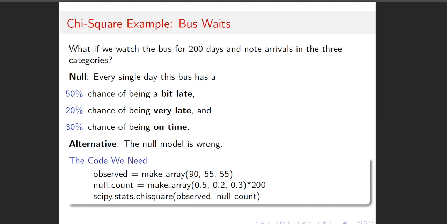So here we go. Here's a summary of exactly what we found. We started with our null hypothesis being this probability model. The alternative is that the model is wrong. And we made an array of the observed data. The observed array is just the data that they found when watching the bus 200 times. And then the null counts are the values that they would expect to go in here if there were 200 trials and these probabilities were in fact correct.